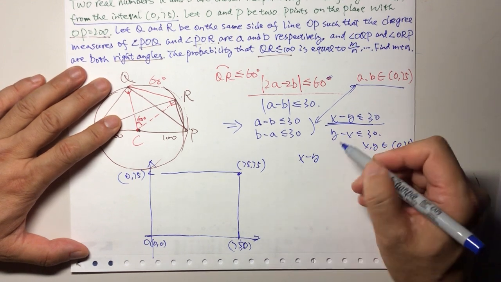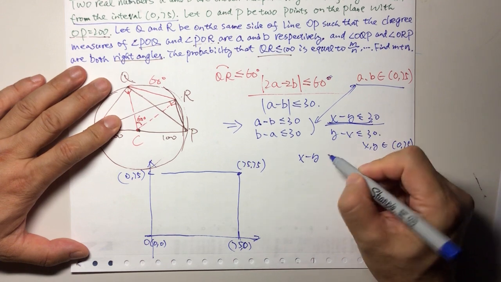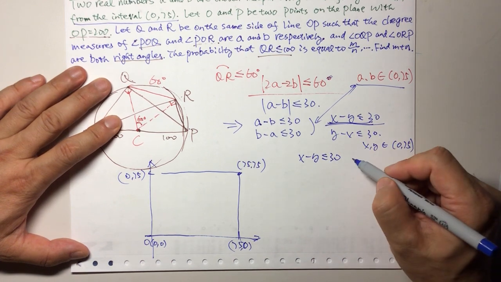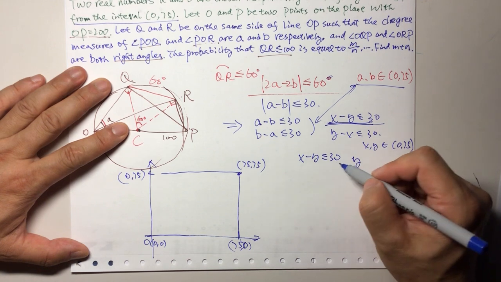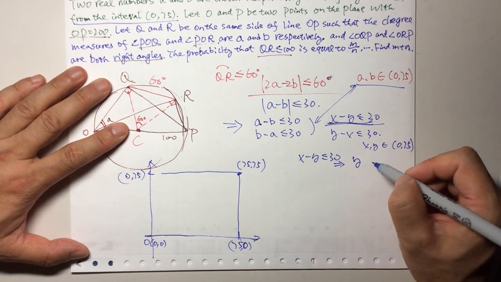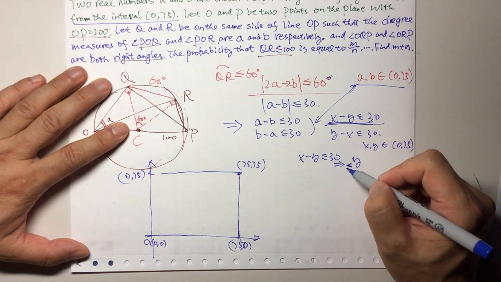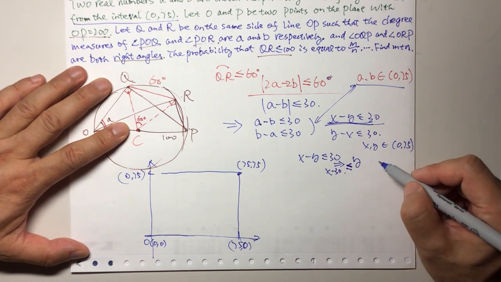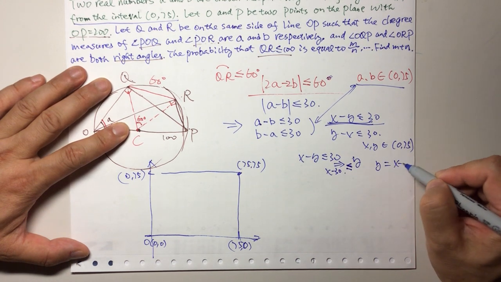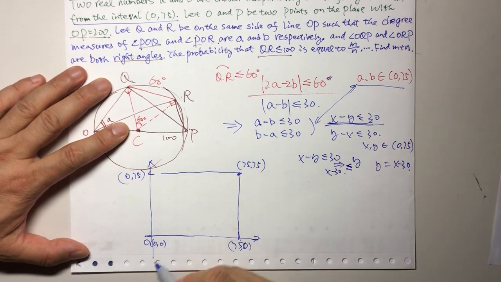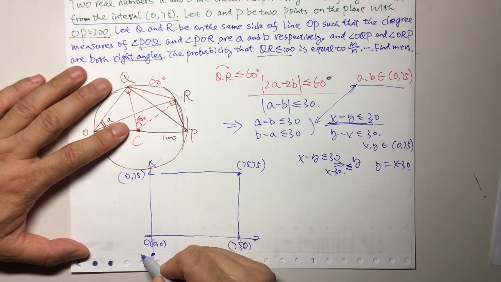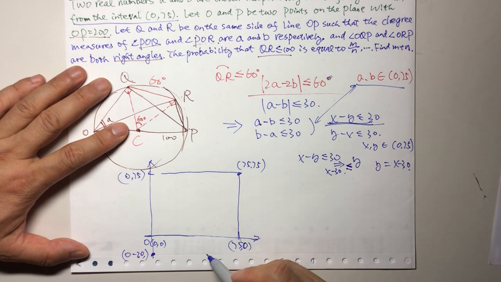Now, from this one, the absolute value of X minus Y is less than 30. Then we can get Y greater than or equal to X minus 30, right? So we will draw the line Y equals X minus 30. When X equals 0, Y is negative 30. X is 0, Y will be here.